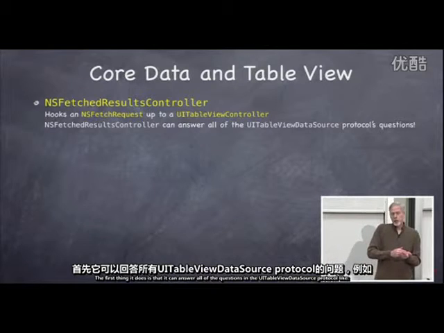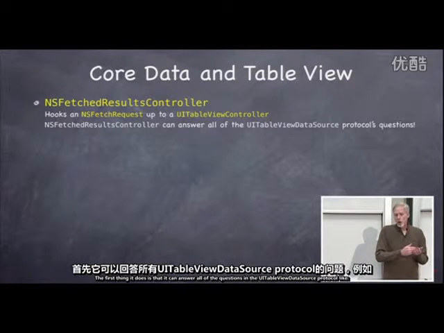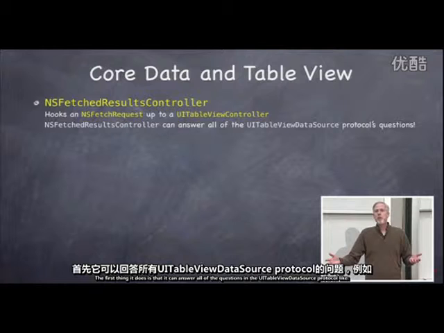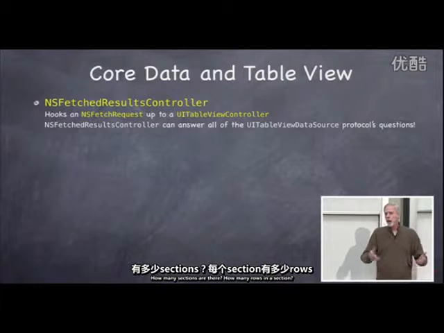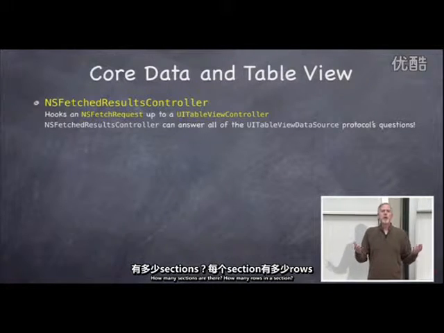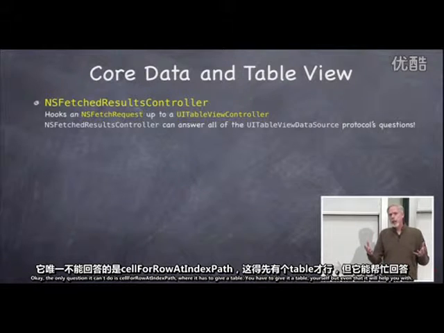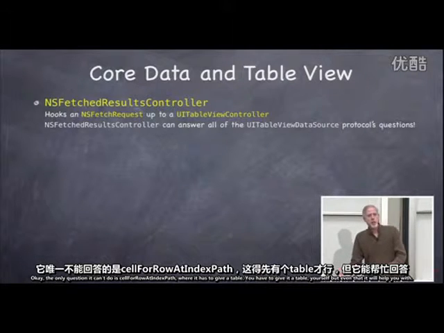And then the first thing that it does is it can answer all the questions in the UITableViewDataSource protocol, like how many sections are there? How many rows in a section? Okay? The only question it can't do is cellForRowAtIndexPath, where you have to give it a table cell, so you have to do that yourself. But even that it'll help you with.